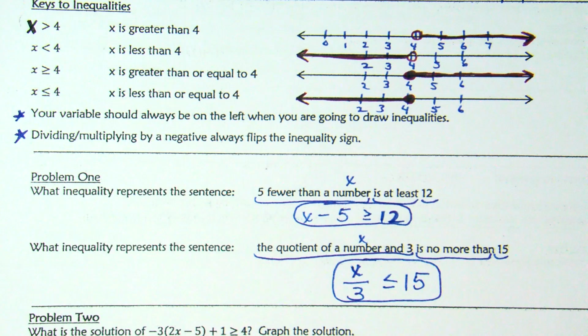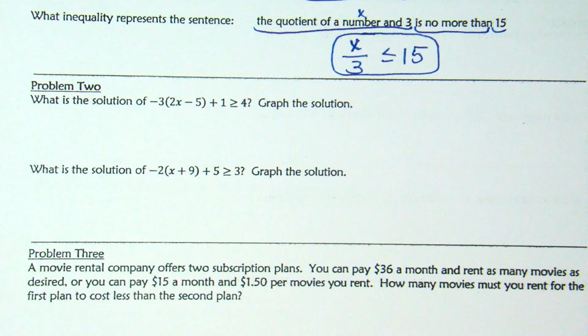As we look at problem 2, the first example, what is the solution? They give us negative 3 times 2x minus 5, plus 1, greater than or equal to 4. We need to solve it, and we also need to graph it. Thoughts on the first solving? Where do we start here?